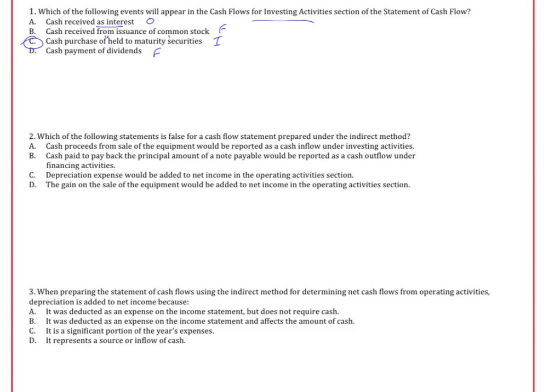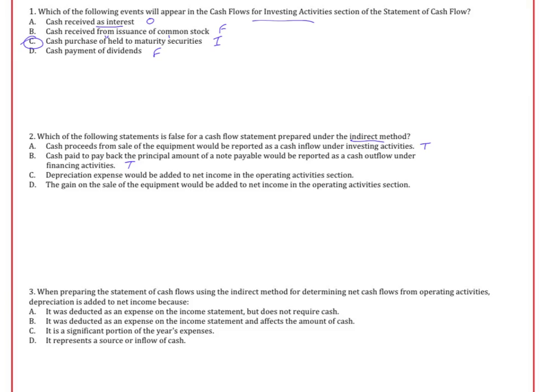Question 2. Which of the following statements is false for a cash flow statement prepared under the indirect method? And the indirect method, of course, remember, applies only to the operating section. So cash proceeds from the sale of equipment would be reported as a cash inflow under investing activities. Well, that's true, so it's not that one. Cash paid to pay back the principal amount of a note payable would be reported as a cash outflow under financing activities. Well, yeah, that's true.